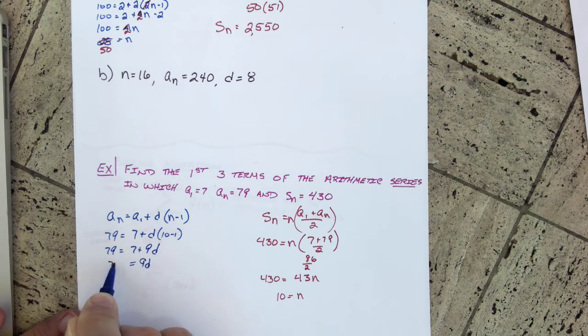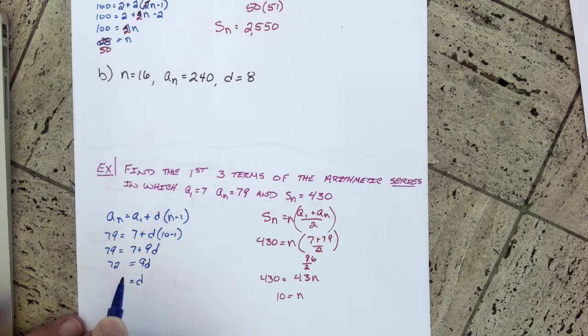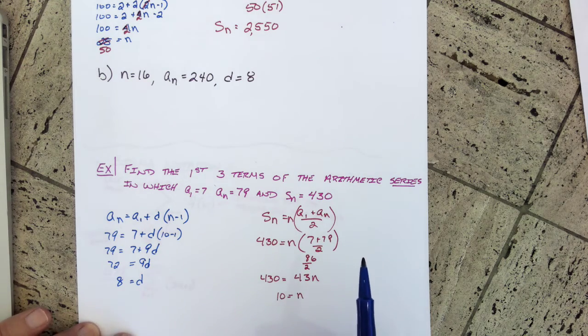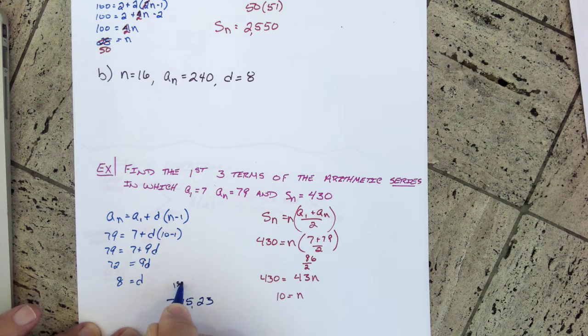d equals 72, so d is equal to 8. So now we're going to take this 8 and find the first three terms in this problem. So we start off with 7. Add 8, we got 15. Add 8, we got 23. First three terms. Good.